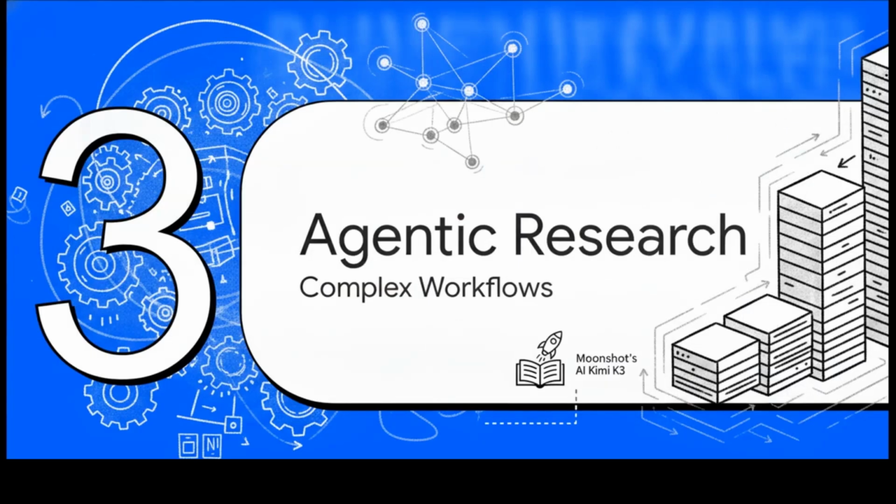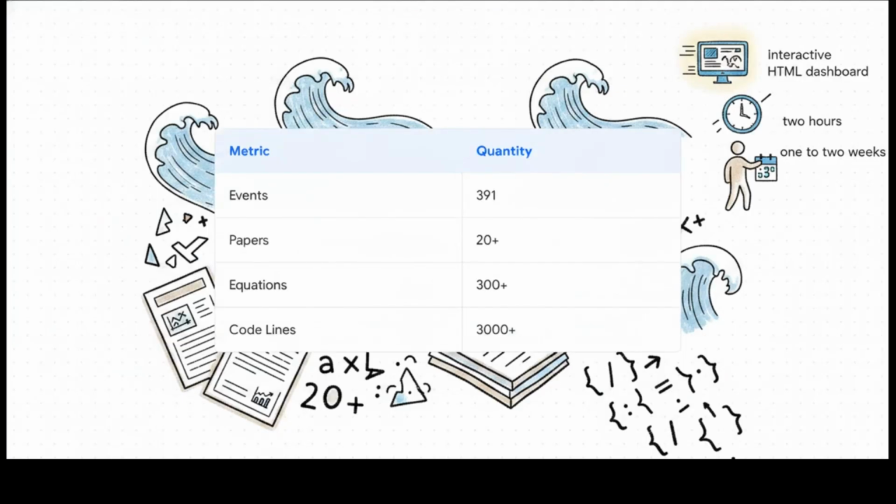Section 3. Agentic Research in Complex Workflows. Let's transition from pure creative art to hardcore computational research for a second, because these exact same autonomous capabilities apply remarkably well to analyzing massive data sets. Just take a look at the jaw-dropping efficiency detailed in this table.